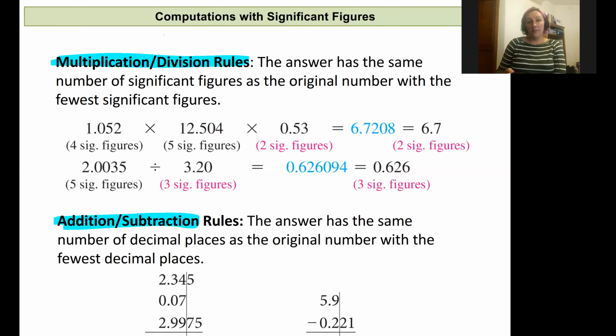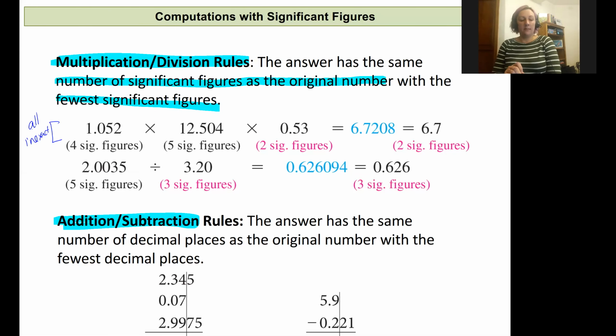So you'll follow these in the order of operations that the calculation would be performed. The rule for multiplication and division is that your answer will need to have the same number of significant figures as the original number that had the fewest significant figures. So if in this example I had 3 numbers that were being multiplied, and we're going to need to assume here that these are all inexact numbers, that they all have sig figs.